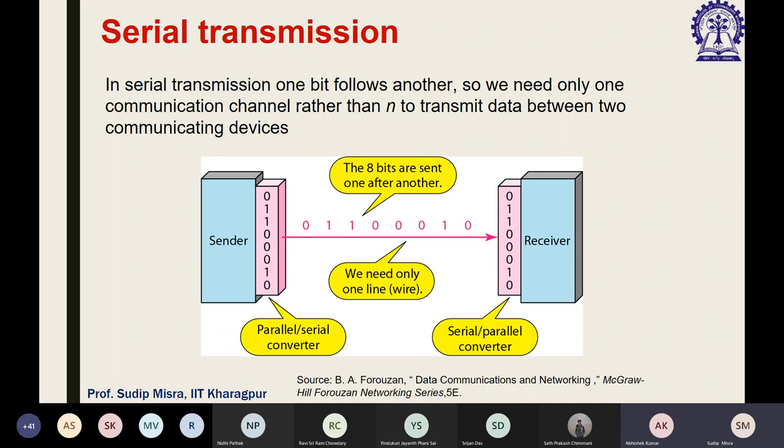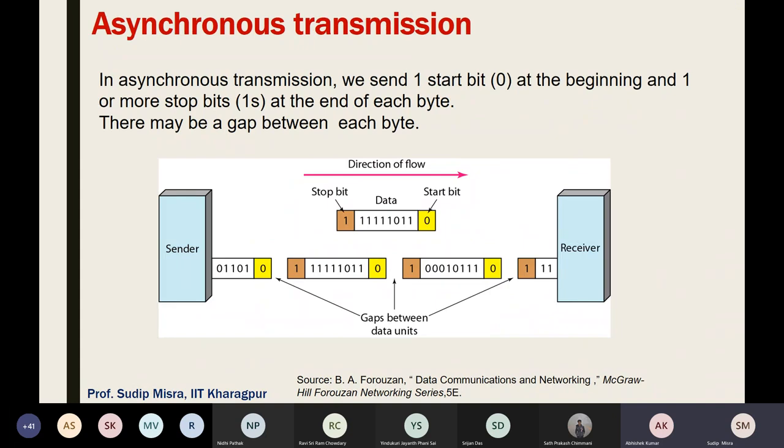Now in serial transmission, this is not the case. We have a sender which has some digital data, and a receiver that is supposed to receive all this data. Unlike parallel transmission, in serial transmission the data follows bit by bit. Not all of them are sent at the same time. Sequentially, bit by bit, the data follows over the wire.